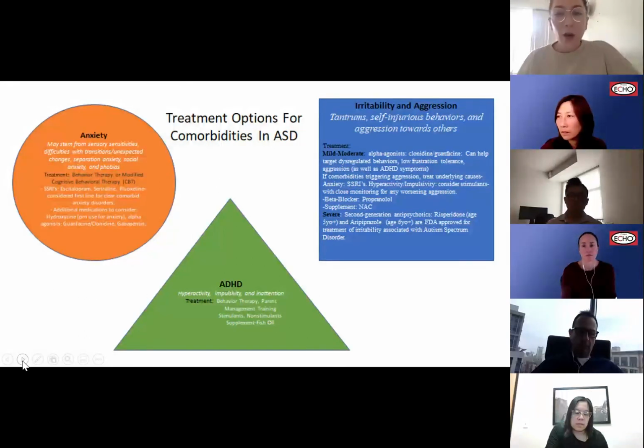With ADHD, we have similar symptoms and kind of externalizing behaviors that we do with our neurotypical patient population. So we're looking for hyperactivity, impulsivity, and inattention. Again, making sure that the right type of therapy is there, things like parent management training. And then we think about the same types of medications, so stimulants and non-stimulants, and thinking about supplements like fish oil.